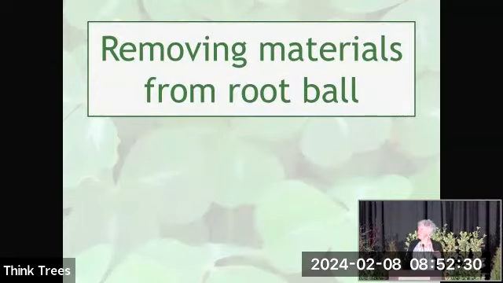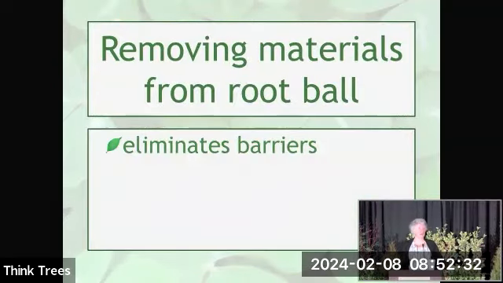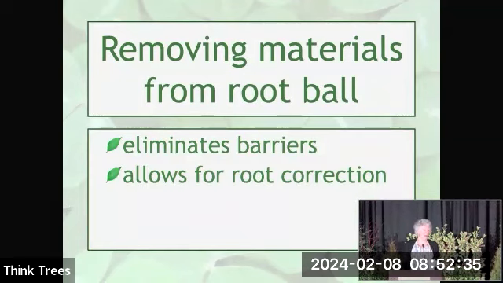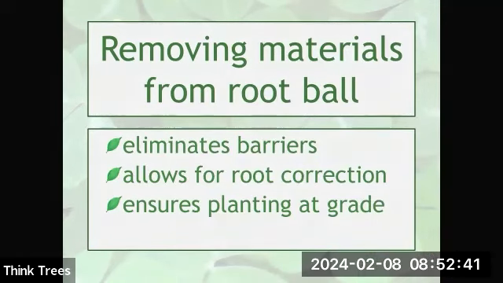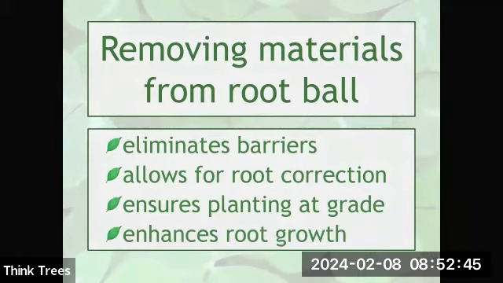So if you do this, what you're doing is you're taking off all the barriers, roots, soil. You can correct roots if they're bad, and sometimes they're really bad, and you'll be planting at grade. And when you prune roots, just like when you prune the crown, it enhances new root growth. So we all know when you crown prune, you get new branch growth right below those cuts. You prune roots, same thing happens. So all of this leads to root establishment at a much greater rate than if you leave them intact.